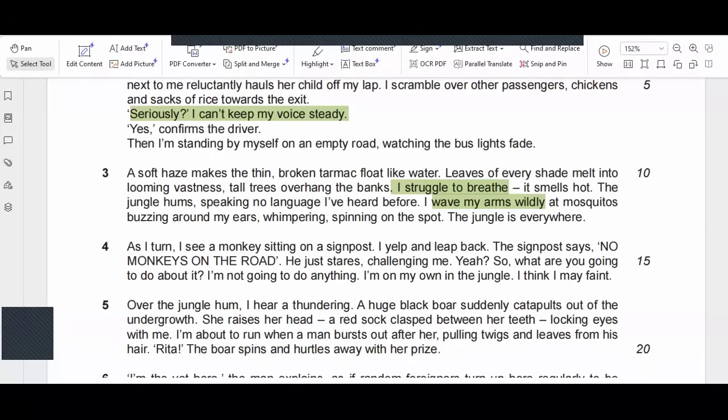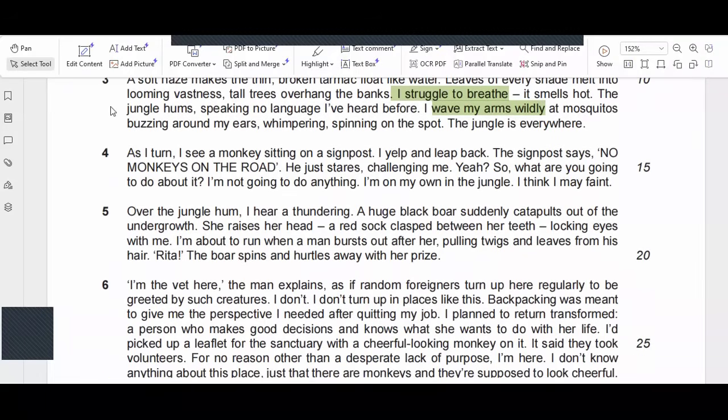So here is our paragraph number 4, which says that as I turn, I see a monkey sitting on the signpost. I yelp to leap back. The signpost says, "No monkeys on the board." He just stares, challenging me. "Yeah, so what are you going to do about it?" I'm not going to do anything. I'm on my way. I am on my own in the jungle. I think I may faint.